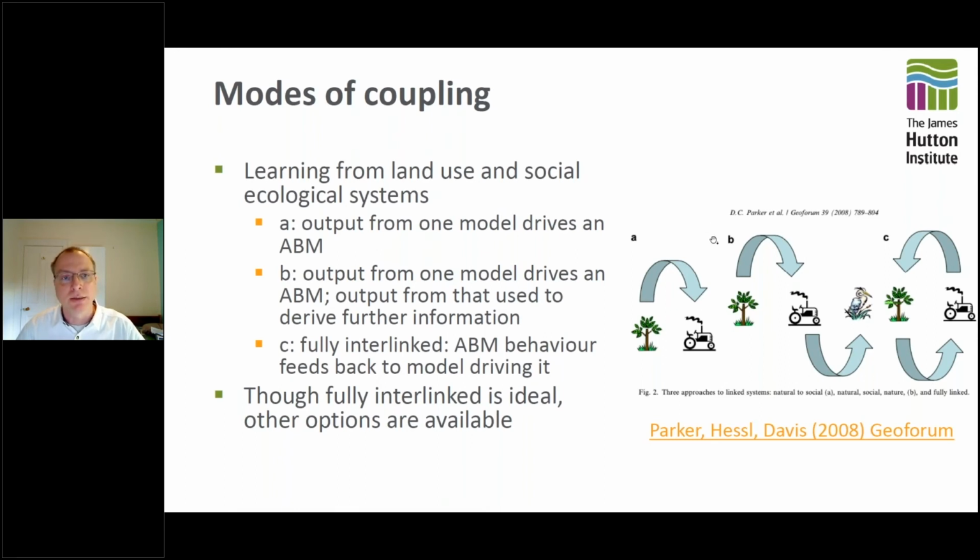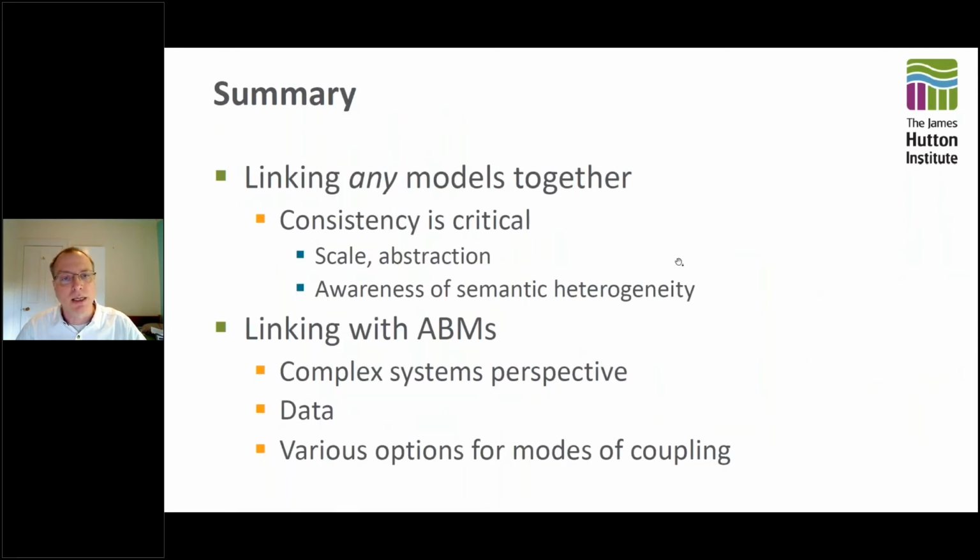Next slide. To summarize what I've said, linking any models together, you need to be absolutely sure that there is consistency in scale and level of abstraction, and an awareness of the issues associated with semantic heterogeneity. Linking with agent-based models, you need to be aware of their complex systems perspective, their demands for data, and that there are several different options for coupling. I think that's my final slide.